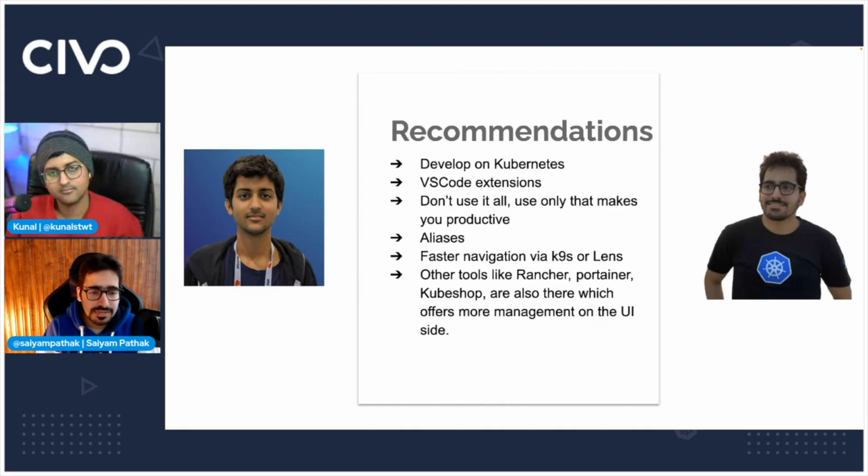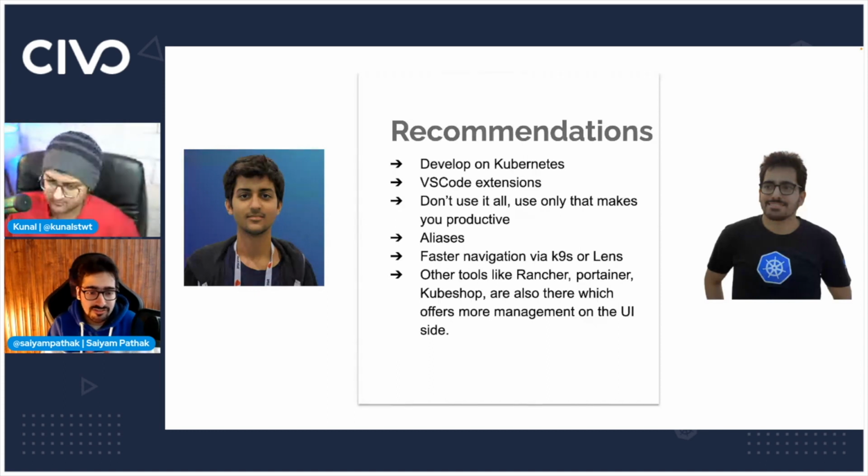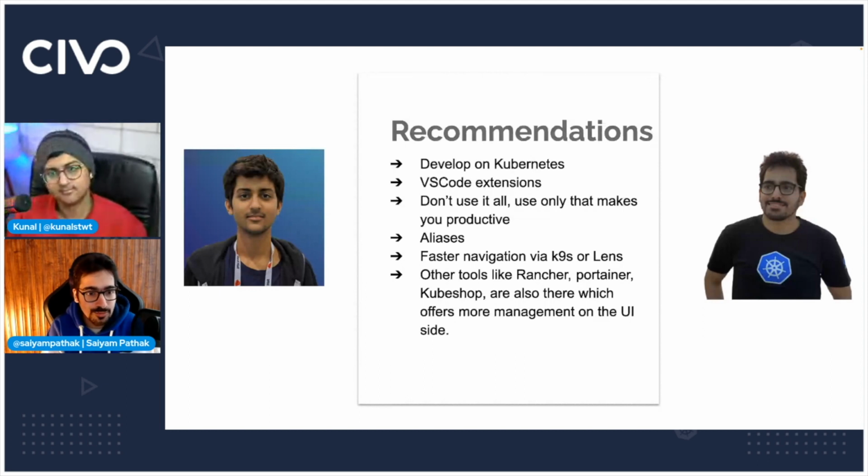So let's talk about some recommendations that we think are very useful in our day-to-day experience with Kubernetes. First is develop on Kubernetes. It is the Kubernetes way of doing things. Whether you take policies, whether you take operators, everything is going the Kubernetes way. Then the VS Code extensions, use only those that make you productive. Obviously, we have talked about a lot of tools. Now you have to choose a single one of them in each of the domains.